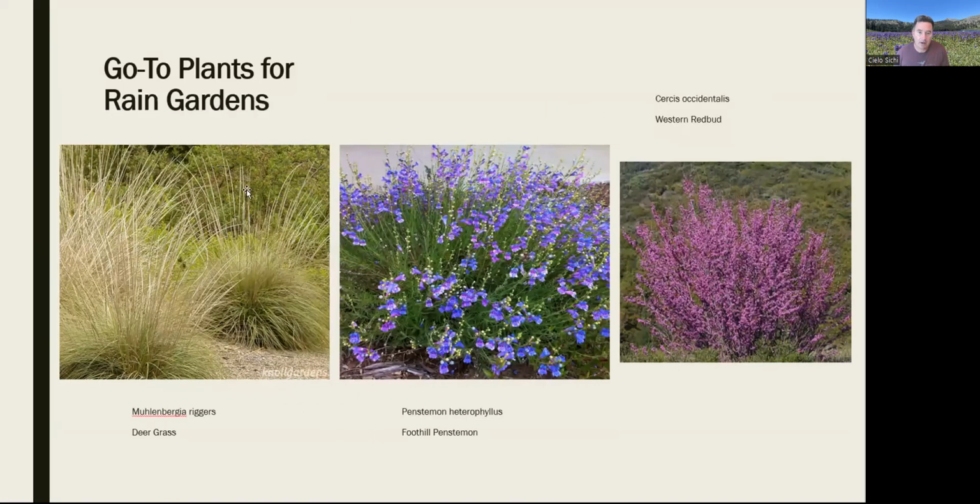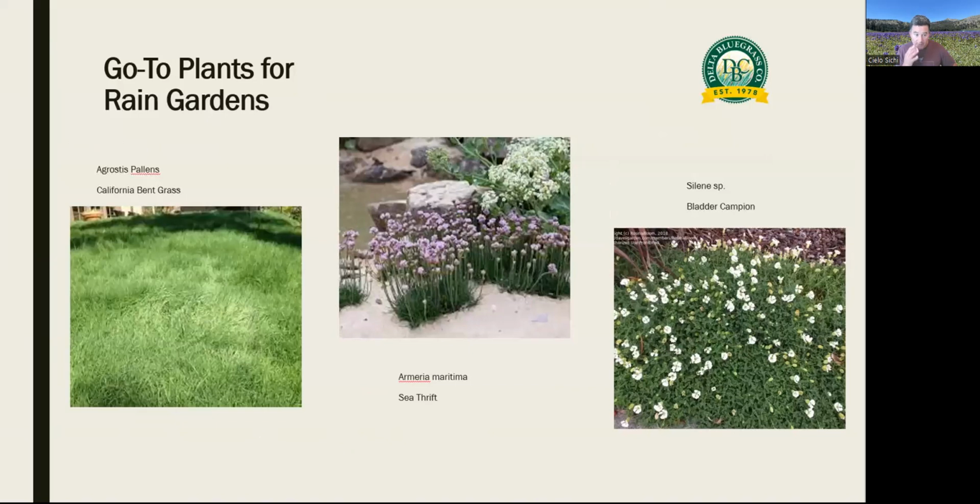Other plants to consider are Muhlenbergia rigens. Sorry about the typo there. Might as well take care of that. Muhlenbergia rigens are deer grass, penstemon, beautiful plant, amazing flowers, and our western redbuds. Also, some other ones that we could utilize are California bentgrass, sea thrift, Celine, right? So there's all sorts of different plants that we can incorporate into these to be able to create habitat and beauty.